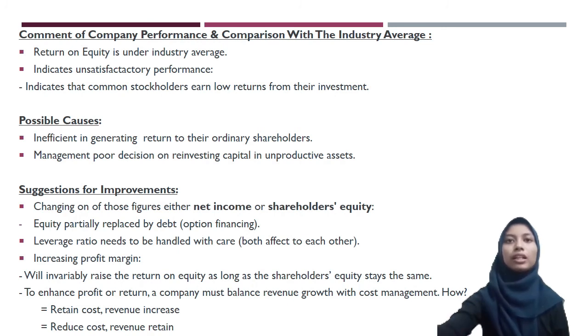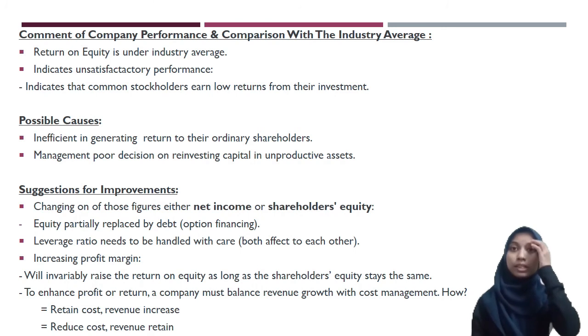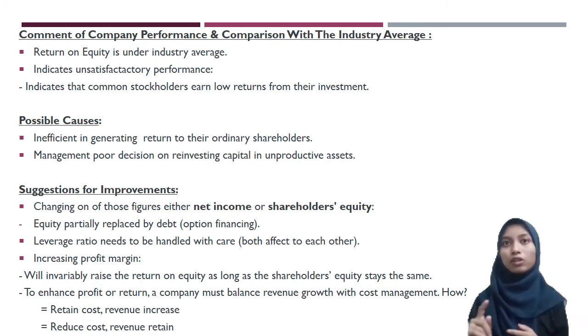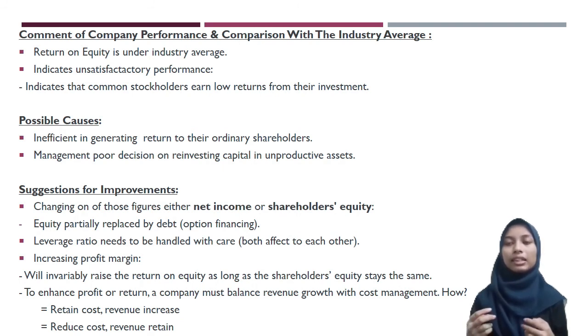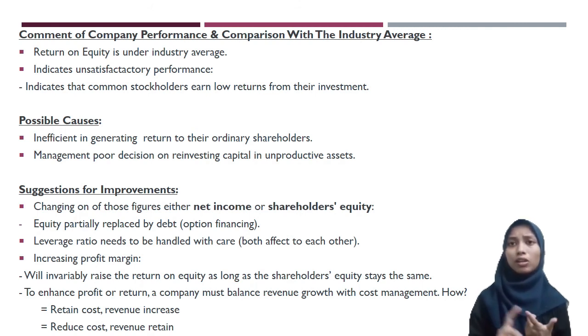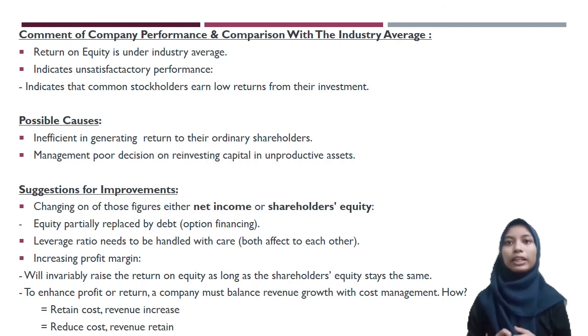Okay, there are a few suggestions for improvement, such as changing one of those figures, either net income or shareholder equity. The equity can be partially replaced by debt, as they have the option in financing, whether to finance using debt or using equity. Next, the leverage ratio needs to be handled with care, because the leverage ratio and return on equity affect each other.